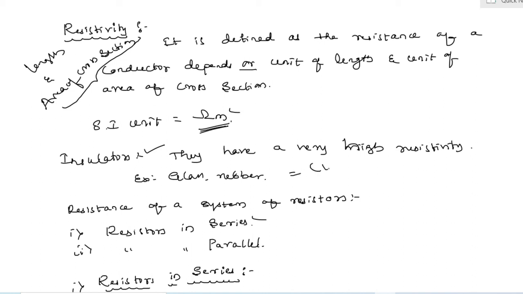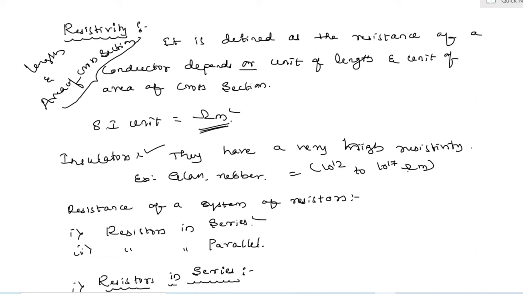It means 10 raised to 12 to 10 raised to 17 ohm meter. They have high resistivity, 10 raised to 12 to 10 raised to 17 ohm meter. Examples are glass, rubber, etc.